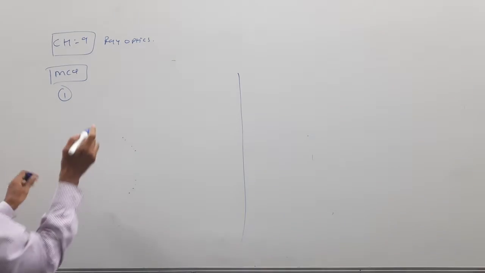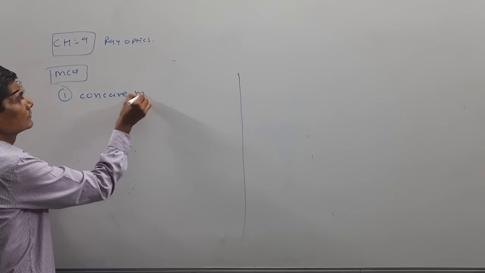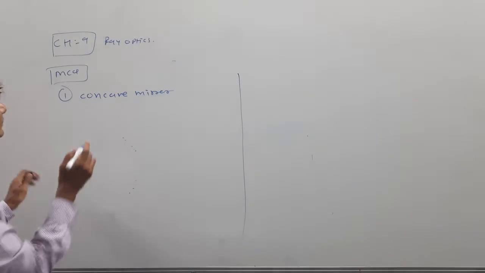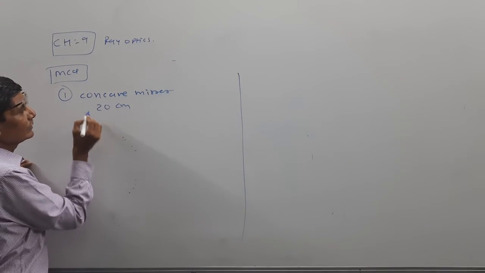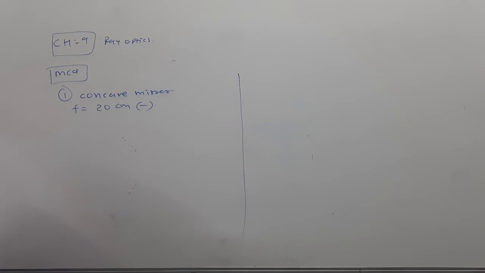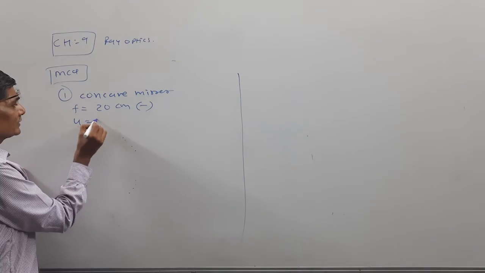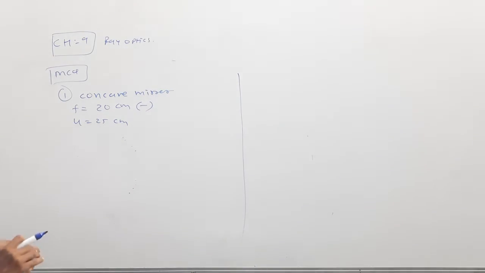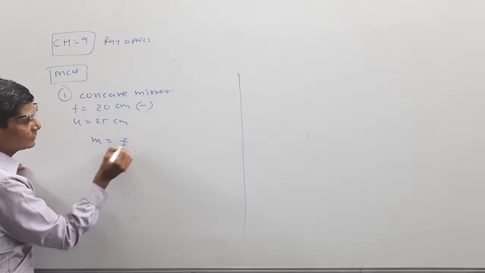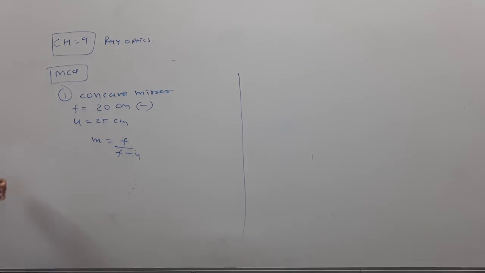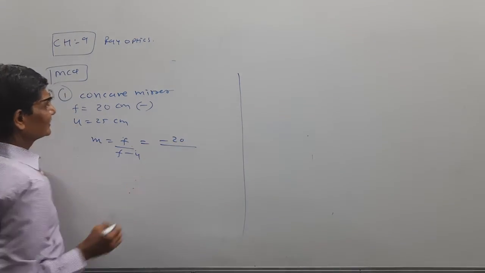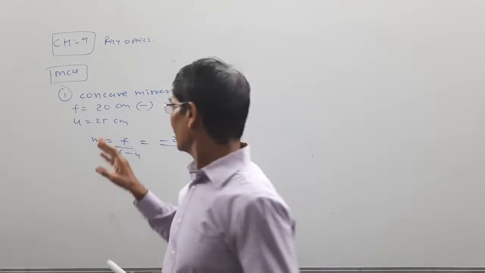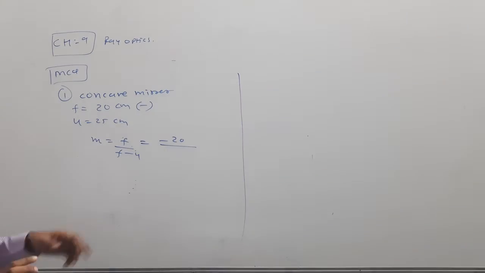Now see, a concave mirror is there. The focal length is given as 20 centimeter. Now for a concave mirror, f we have to consider negative. The object is placed at a distance of 25 centimeter. What will be the magnification? See, our formula for the magnification is m is equal to f upon f minus u. Now for a concave mirror f is negative. The focal length is 20 centimeter, the object is at 25.